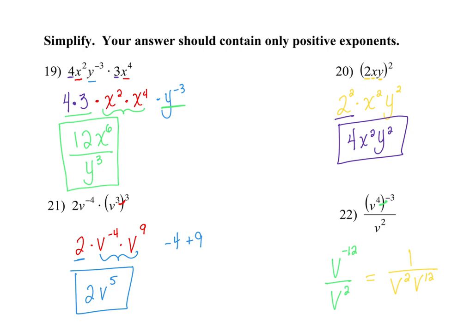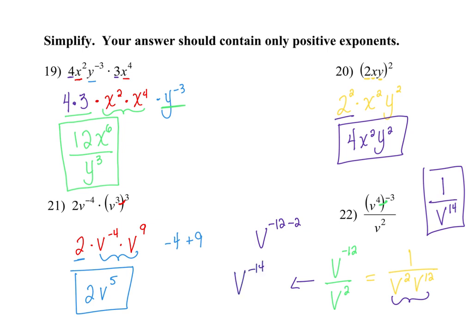I have two bases that are alike being multiplied down there. What do I need to do with their exponents? Add them. So I have 1 over v to the 14th, okay? There's another way you can do this, all right? I'm going to show you over here for those of you that might like this method. What does my division rule tell me to do with those numbers? Subtract. So I have v to the negative 12 minus 2. What is negative 12 minus 2? Negative 14. What does negative 14 tell me to do with that v? There we go. Reciprocate him.